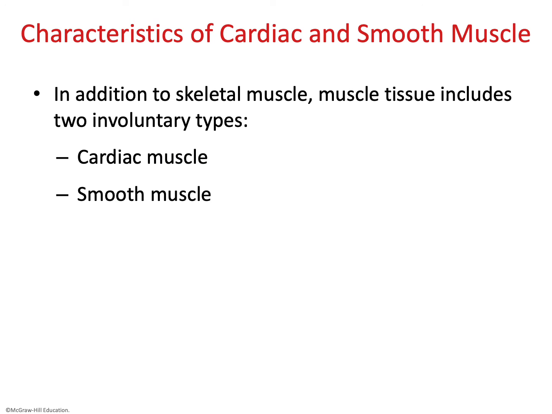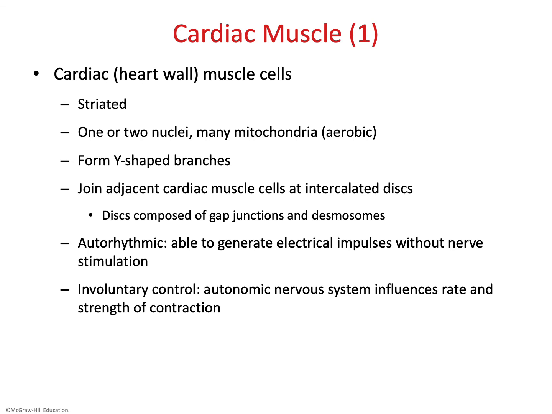We'll finish this PowerPoint talking about the other two types of muscles really briefly, cardiac muscle and smooth muscle. Cardiac muscle, as you know, heart wall. It'll be striated. It forms Y-shaped branches. It's joined by adjacent cardiac muscle cells at what we call intercalated discs. It's autorhythmic, which means it can generate its own electrical impulse without nerve stimulation, which is helpful for maintaining its own heartbeat. And it's also under involuntary control, meaning your autonomic nervous system will influence the rate and strength of contraction of it. So this happens below your conscious level.